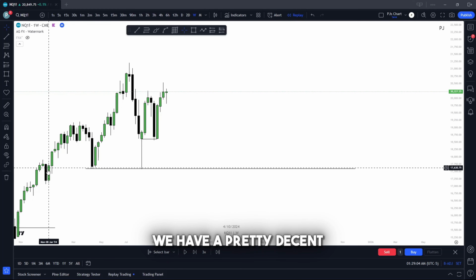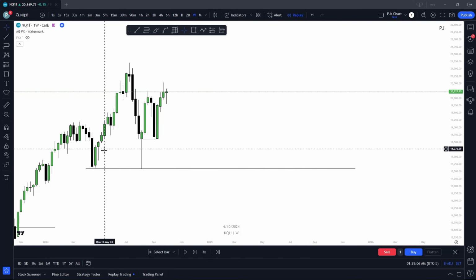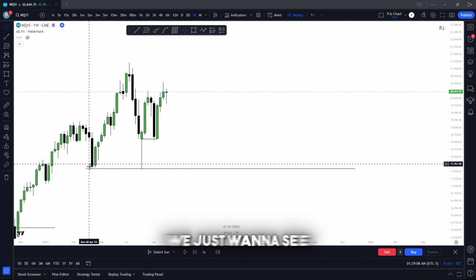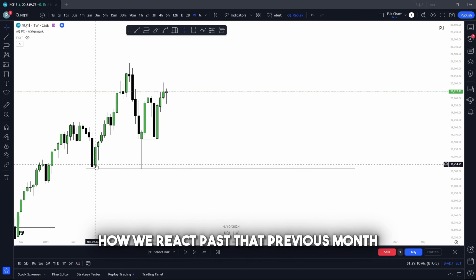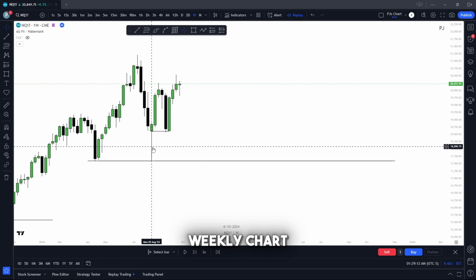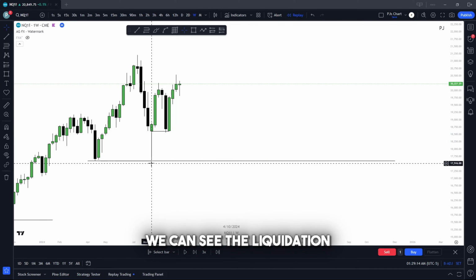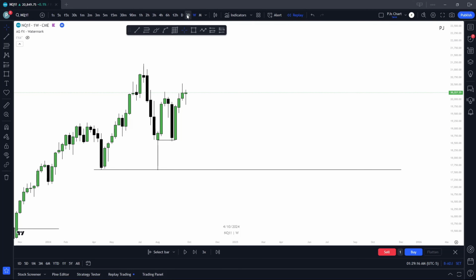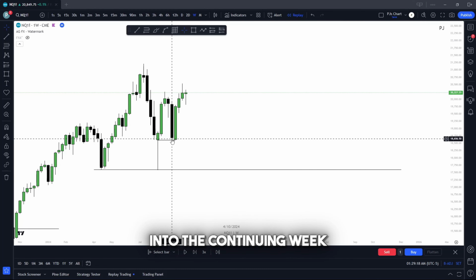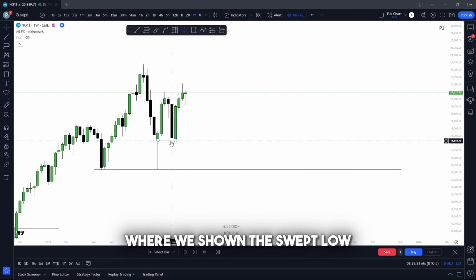We have a pretty decent protected low here. We see that we spool to the lows, right? We just want to see how we react past that previous month low. Weekly chart, we can see the liquidation and the flip.